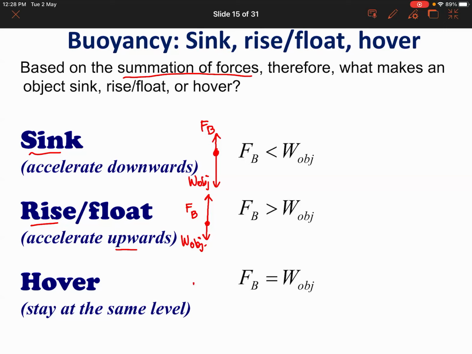And when the weight force and the buoyancy force are equal, then this is when the object's in equilibrium, the net force is equal to 0, the acceleration is equal to 0, and the object's just staying in the same level. It's hovering in the same level.